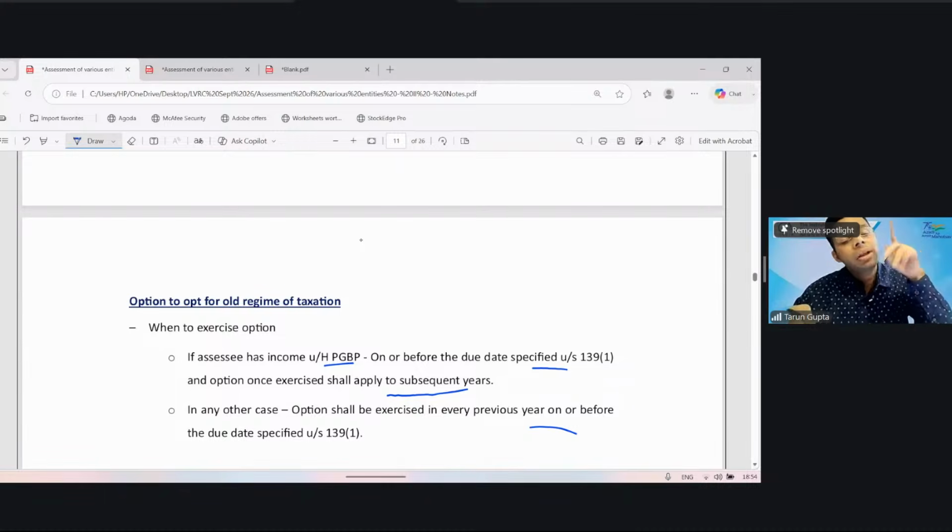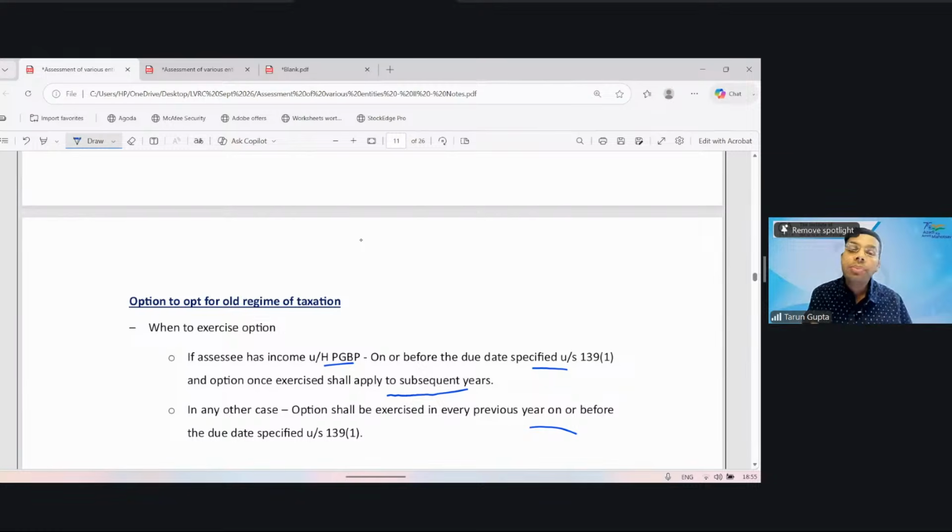Okay. Even in the new regime, the maximum surcharge rate is 25%. So even if income exceeds 5 crore, the surcharge applicable is 25%. While in the old regime, the maximum surcharge rate is 37%. If an assessee has an income of more than 5 crore, he is liable to pay a surcharge rate of 37%. Okay.